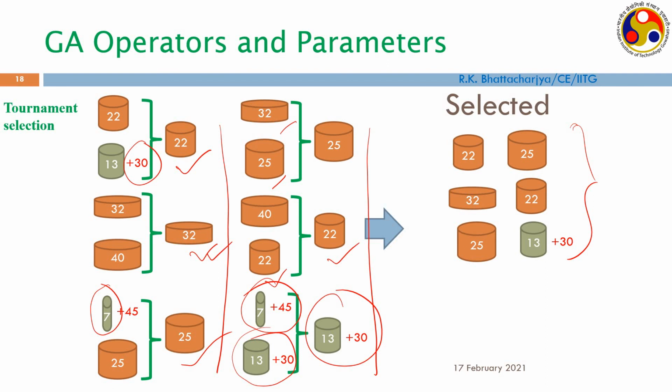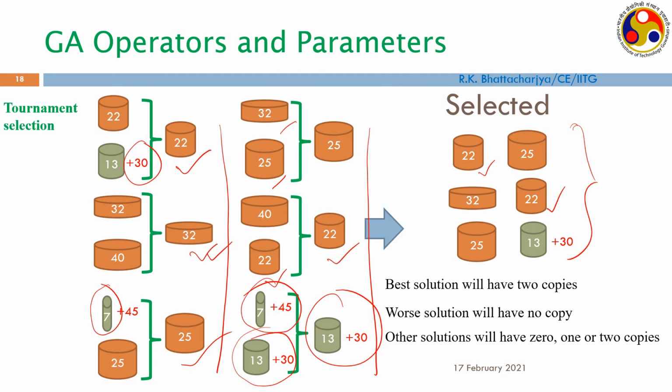And if you look at another characteristic, which one is the best solution? 22. And the best solution will have two copies here, because both times it will win the tournament, whoever it is playing with. So the first time it won the tournament, and the second time also. Therefore it has 2 copies, and others may have 2 copies or 1 copy depending upon who is playing with what. So finally I can conclude this part.